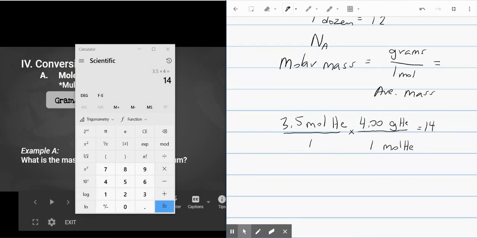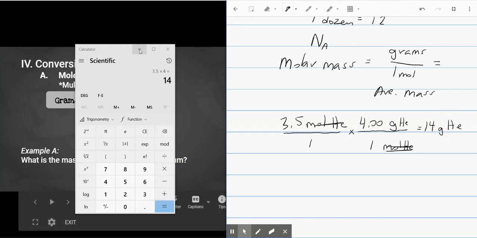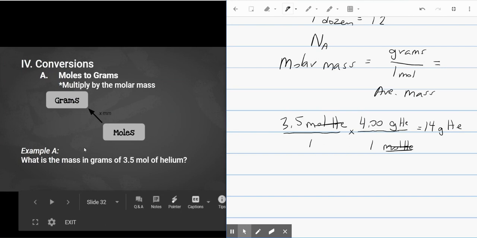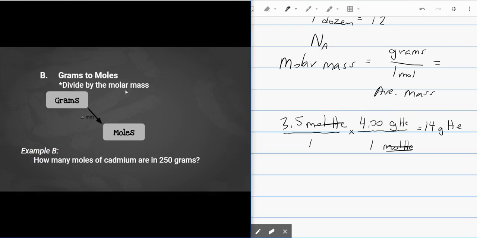Okay, and we need to watch our sig figs. We started with 2, so we're going to end with 2. The moles of helium have canceled out. So I have grams of helium, and that's what the question asked us for. It said, what is the mass in grams of helium? It's 14 grams.